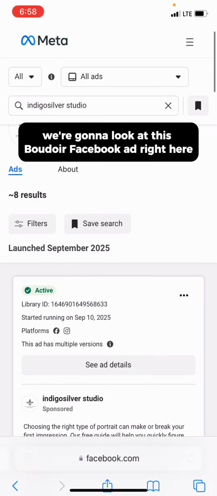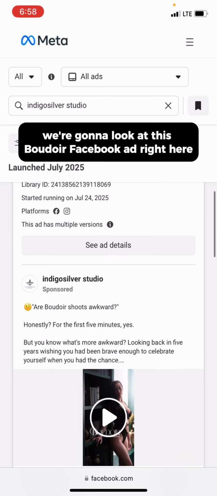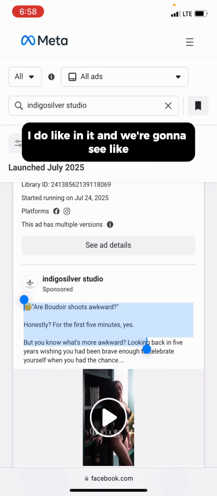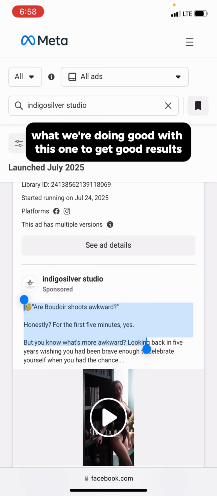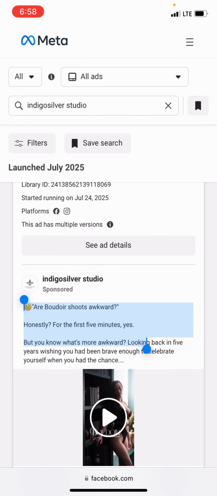Today we're gonna look at this Boudoir Facebook ad right here. This one has something special I do like in it. And we're gonna see what we're doing good with this one to get good results and what we're doing bad, some mistakes we're making, and it's leading to us getting bad results.